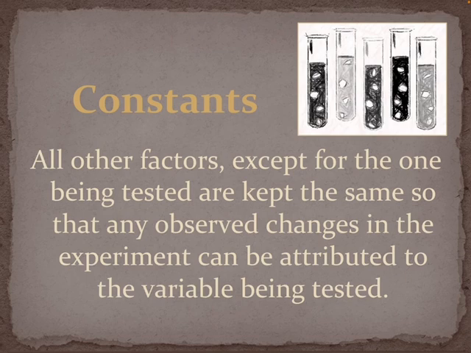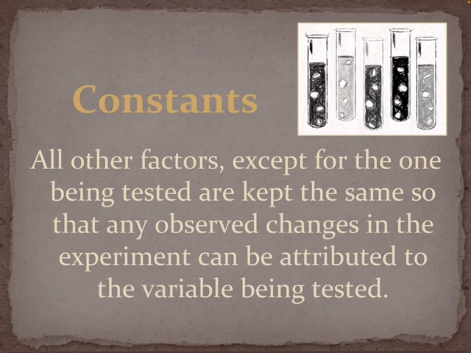We're going to make sure we have constants in our experiment. So constants are simply everything else that we just spoke about that stays the same. These are all factors, except for the one being tested, that are kept the same. So you want to make sure all the plants are in the same type of soil, the same pot size, the same temperature, the same location, right? All the plants are being grown for the same amount of time.